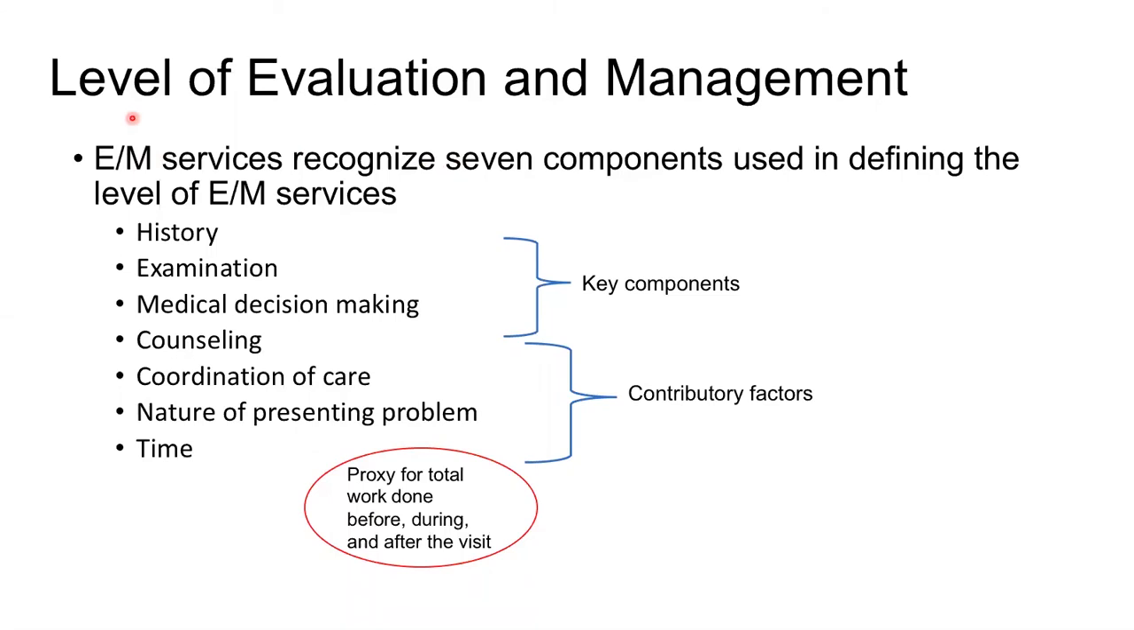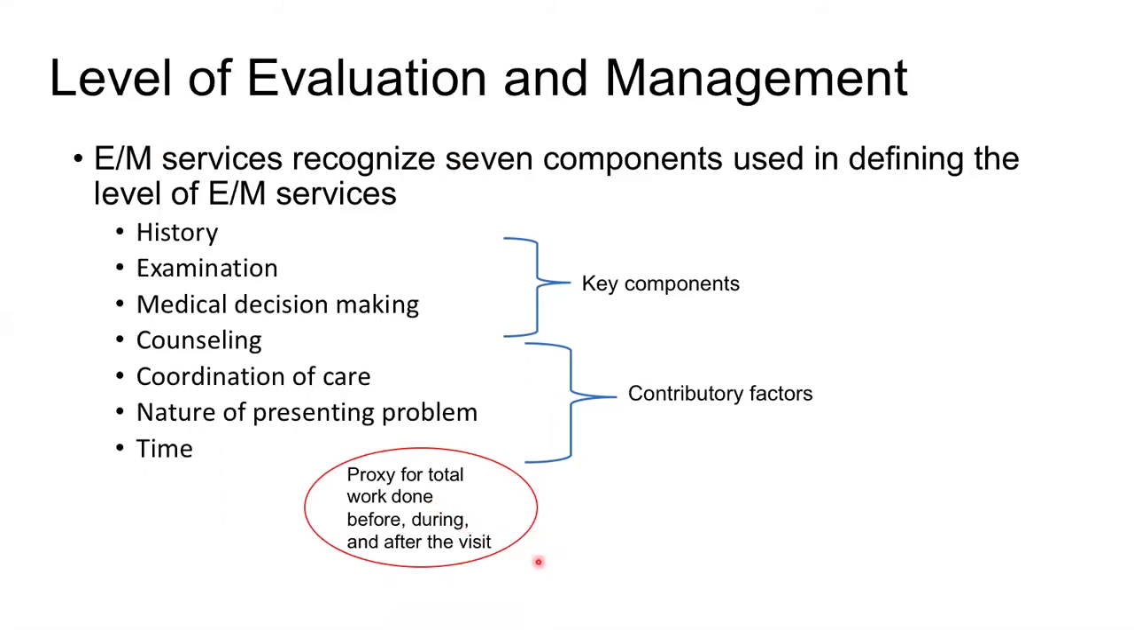Now, when we talk about the level of evaluation and management, the level of service, that encompasses about 7 areas which define the level of an E&M service. History, examination, and medical decision-making are the key components. They are the core components of any evaluation and management encounter and how you document them. But there's also counseling, coordination of care, nature of presenting problem, and time, which are also contributory factors that can sometimes be used to substitute for a core factor or add on or augment the case to justify the code that you're using.